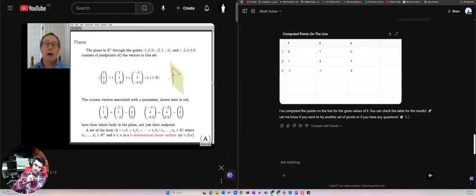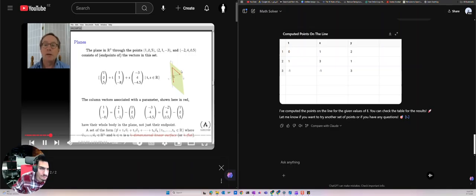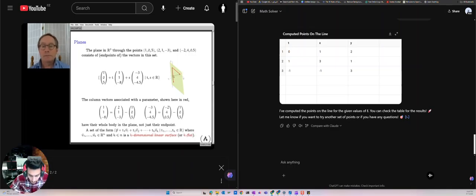They lie in the plane. Their body lies in the plane, not just the tip. The 1, 0, 5 vector, only its tip lies in this drawing. Only its tip touches the plane. It starts at the origin. And then those column vectors come from those places.